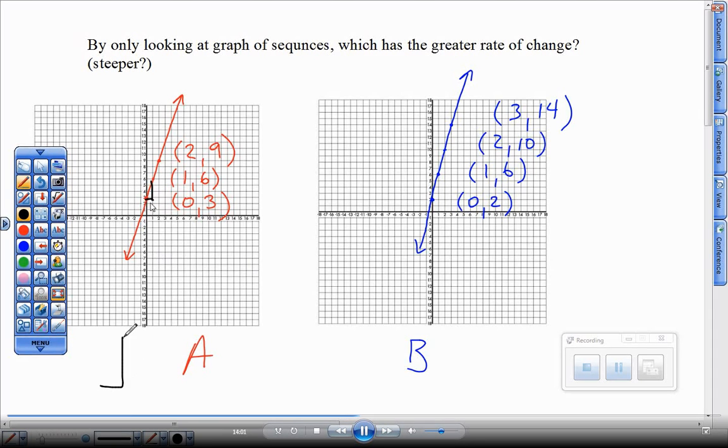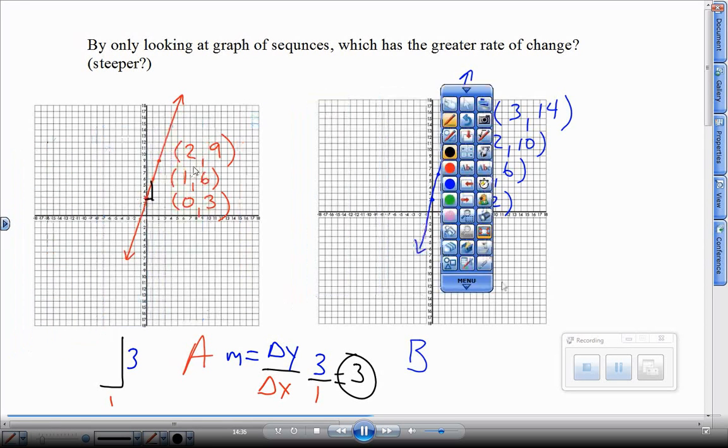So if I'm looking at this line right here, every time I'm going over a box, I'm going up 3 boxes. That's my change in X. That's my change in Y. So my slope for this line, the change in Y is going up by 3. The change in X is going up by 1. So this has a rate of change of 3 over 1, which is 3. This is going up by 3 each time. Over 1 up 3, over 1 up 3, over 1 up 3.